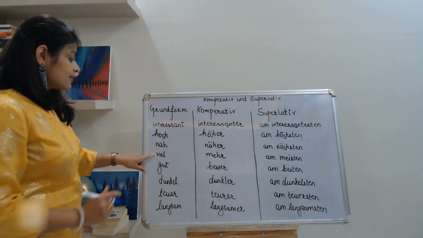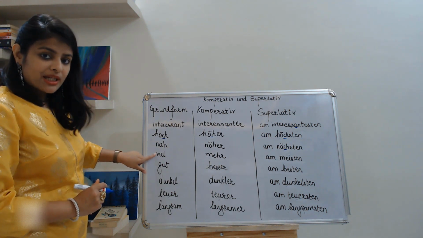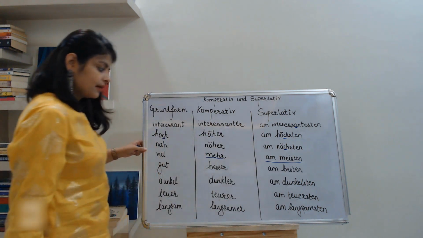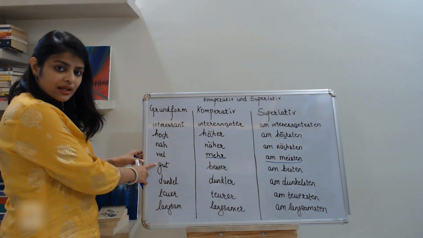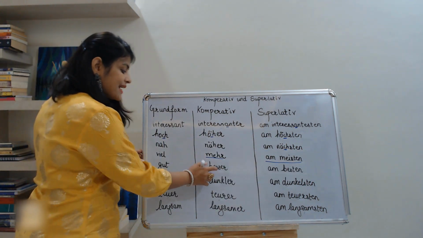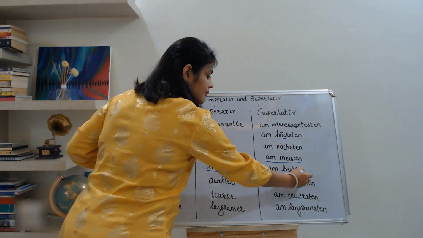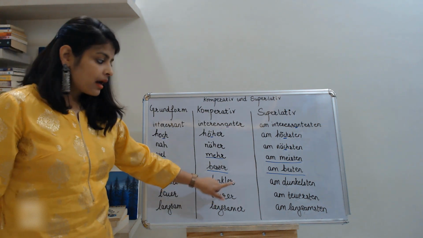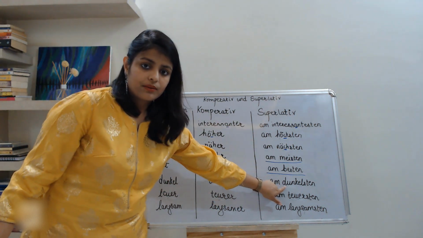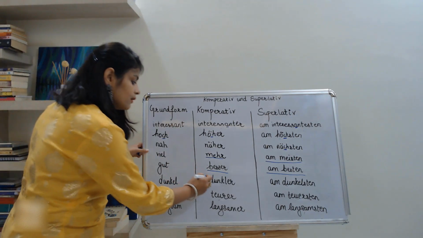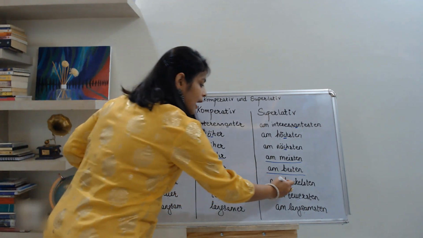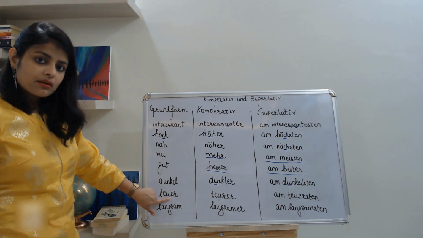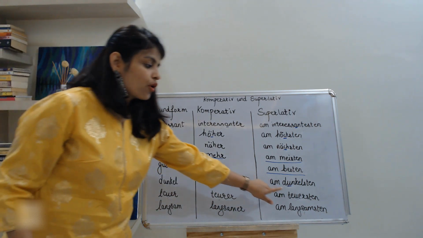And then this one is completely changing. Viel, mehr, am meisten. And as well as this will be also changing completely. Gut, besser, am besten. Okay, dann dunkel, dunkler, am dunkelsten. Okay, there is no umlaut over here. Das ist dunkel, am dunkelsten. Dann teuer, teurer, am teuersten.